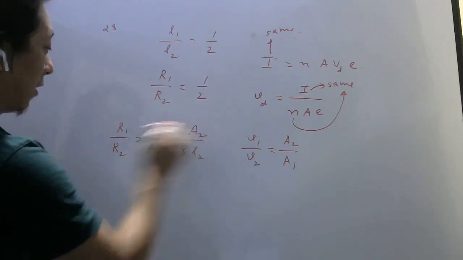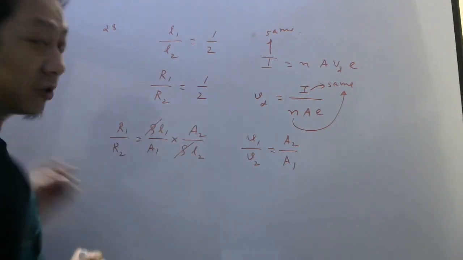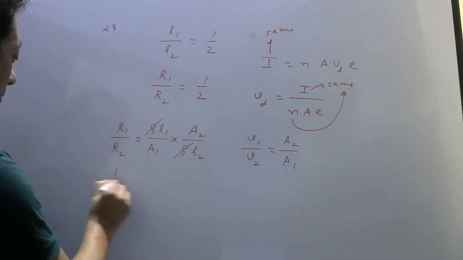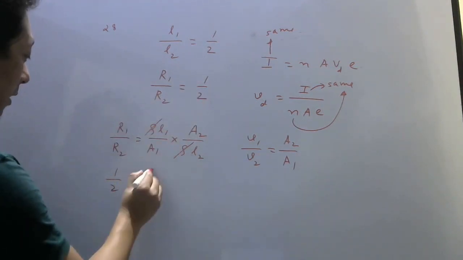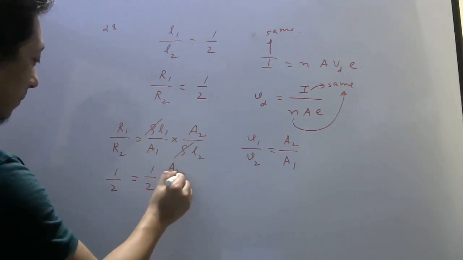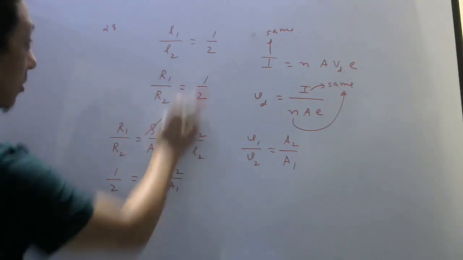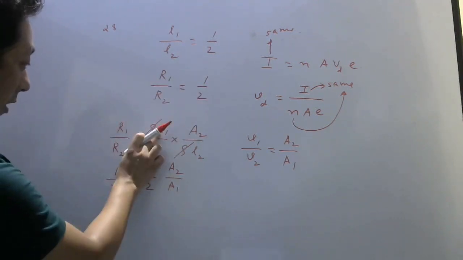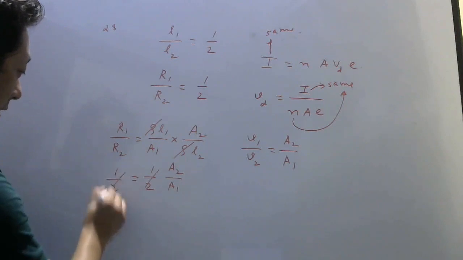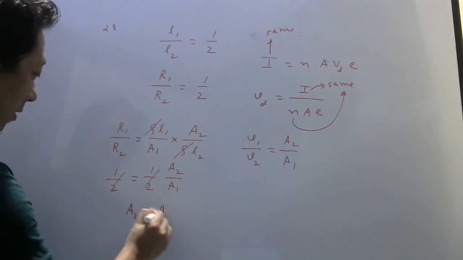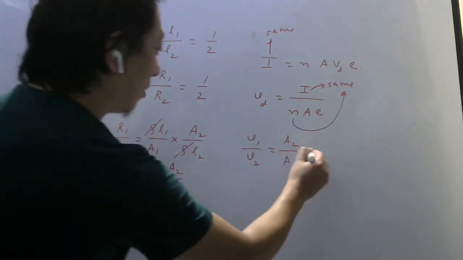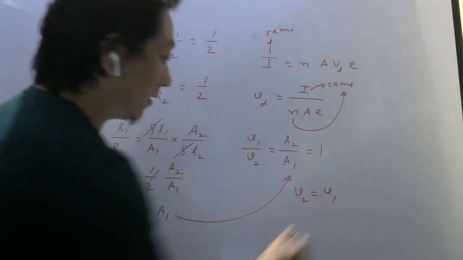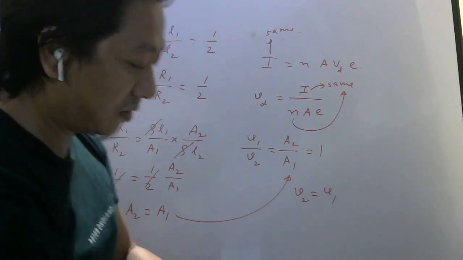So A will go up. Resistivity is same because both are manganese wire. Now what is the ratio of resistance? 1 by 2. L1 by L2 is also 1 by 2. So from here this will cancel. So A2 will be A1. If A2 and A1 are equal, this will come 1. That means drift velocity will remain same.